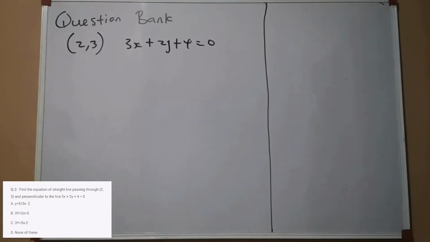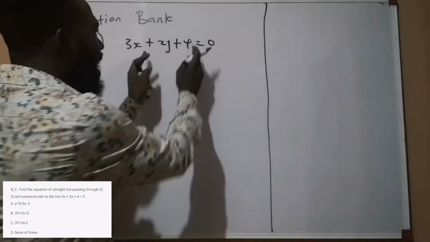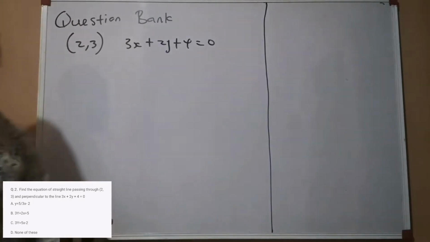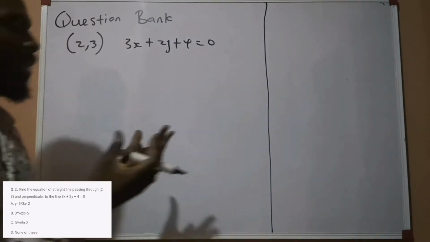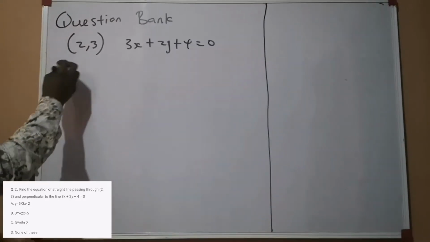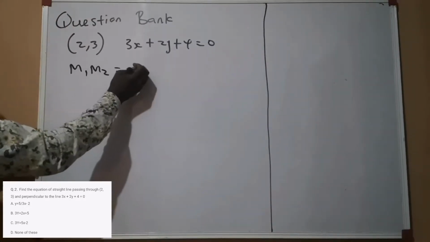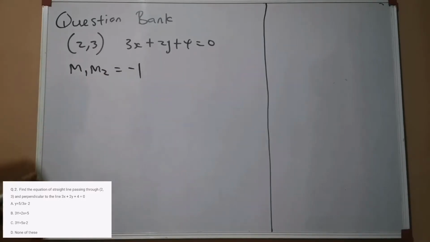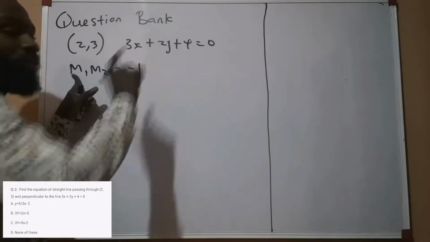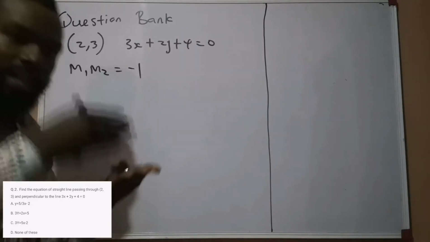Now, what do we do with this? When a point is given and a line or an equation, just one, is given, this is what we're going to do. First of all, when you are solving problems that have to do with perpendicular, the formula we have is m1 m2 is equal to minus 1. Now, what does m represent? m represents the gradient or the slope of the line.